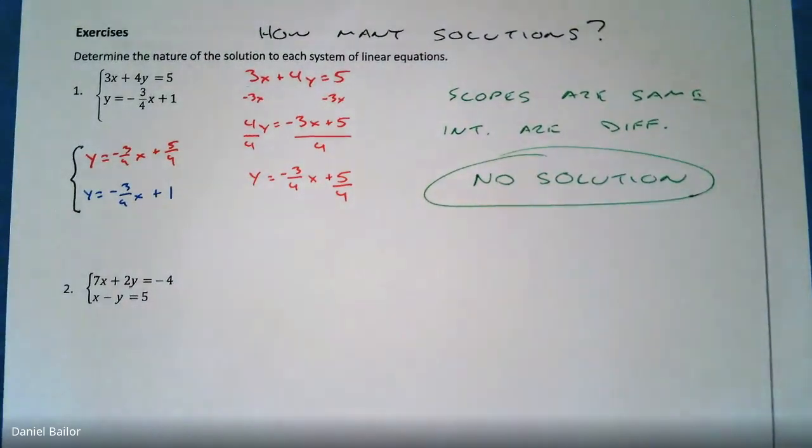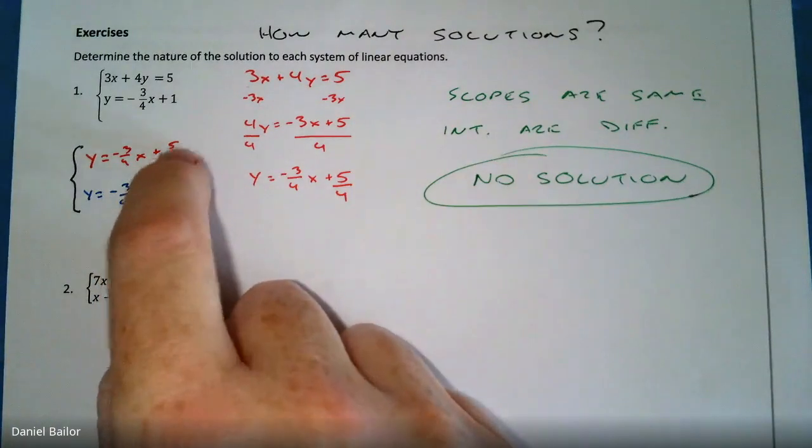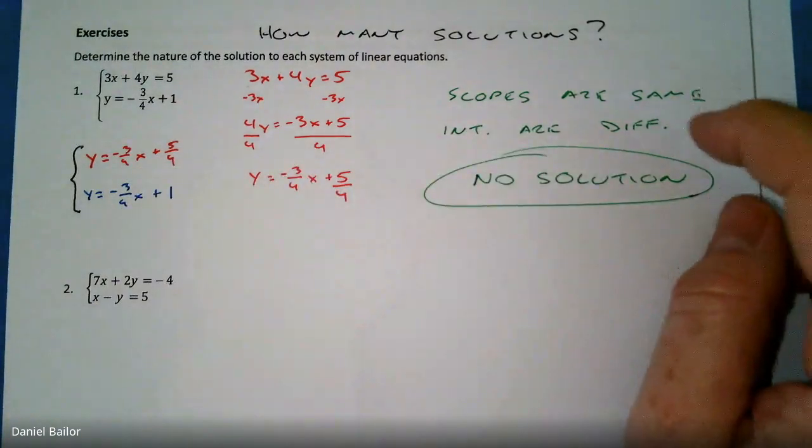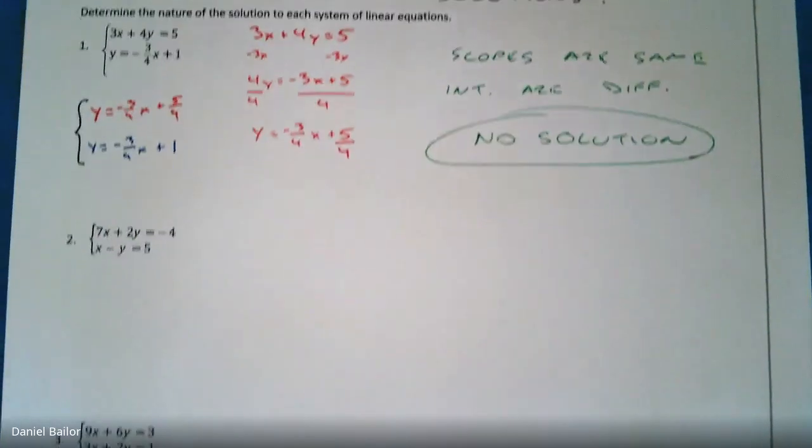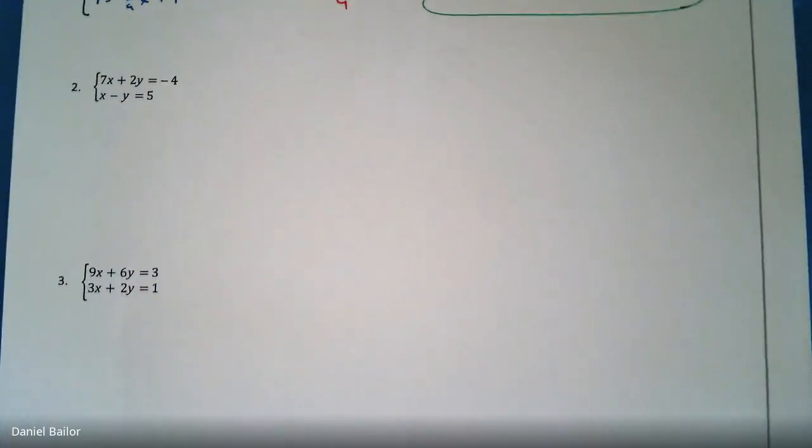And that's how you solve exercise 1. You get them in slope-intercept form. You look at the slopes, you look at the intercepts, and use the chart to find out what that is. Let's look at exercise 2, see which one that is.